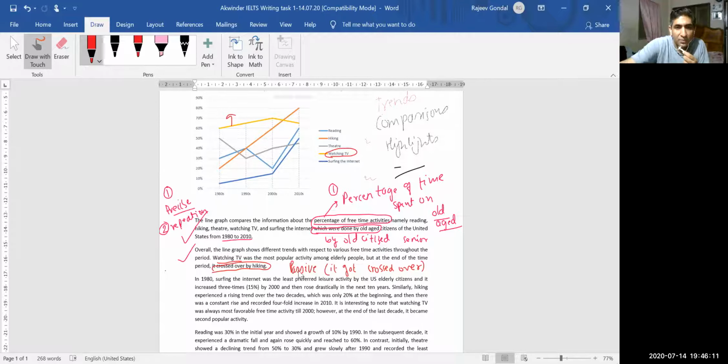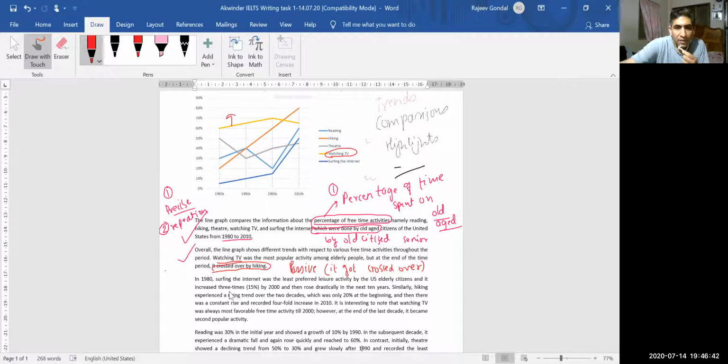So this is called passive voice. You will lose marks in grammar if you write it crossed over. You are supposed to say it got crossed over by hiking. Now, the next thing you have said is in 1980, surfing the internet was the least preferred leisure activity by the US. So after talking about the most preferred, you are straight away coming to the least preferred, which shows a kind of transition activity by the US elderly citizens.